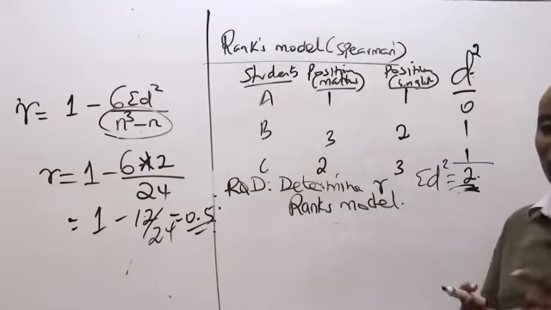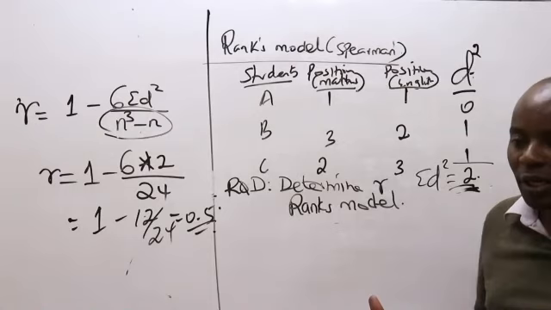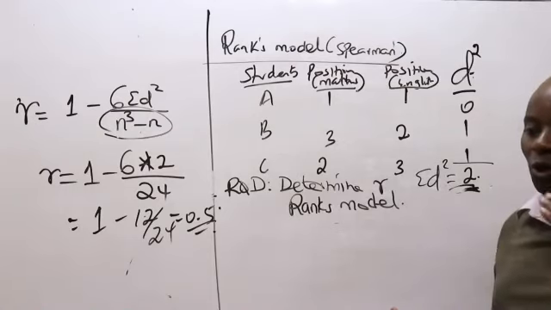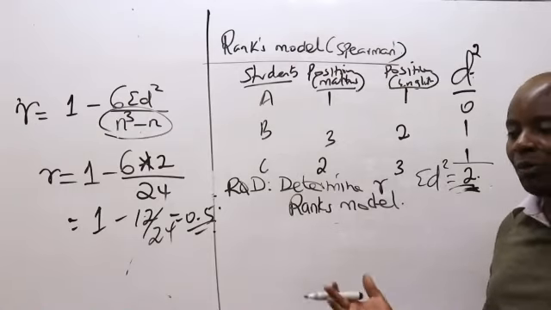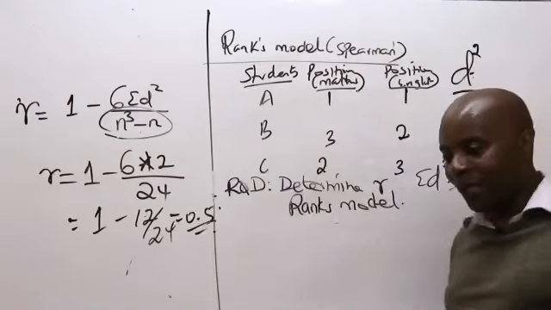So the measure of association, the bond between these two, is average. Not so low, not so high. The bond between the two is average.